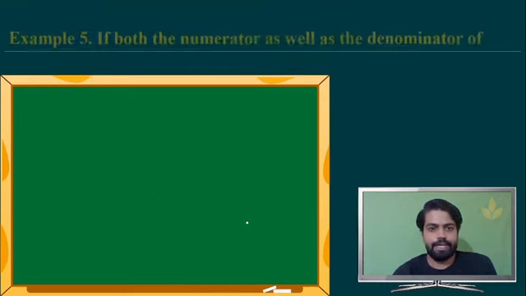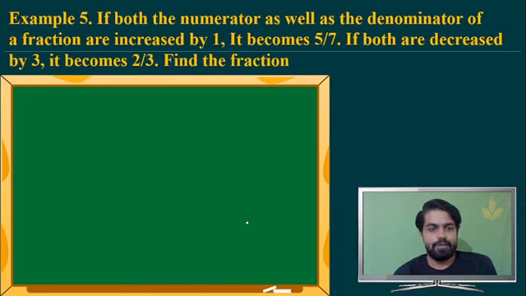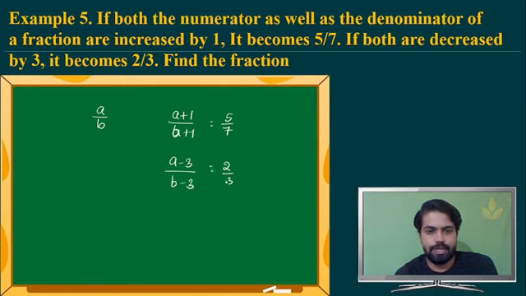Let's go to the next question. If both the numerator as well as the denominator of a fraction are increased by 1, it becomes 5 by 7. If both are decreased by 3, it becomes 2 by 3. Find the fraction. Let us assume the fraction as a by b. The first condition says if both are increased by 1, we get 5 by 7. If both are decreased by 3, we get 2 by 3. So what is the value of a and b?